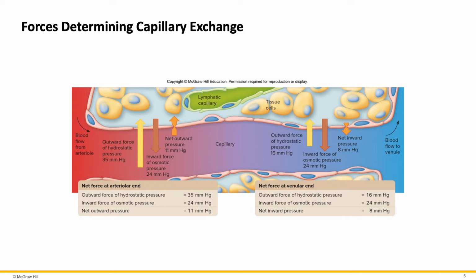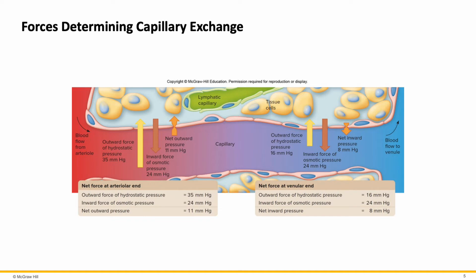Compared to the venous end of the capillary, where you have more absorption, and the reason for that is that there's relatively less blood pressure. However, there's another type of pressure as well, and that facilitates absorption, and that's called colloid osmotic pressure. The colloid osmotic pressure is generated by protein, especially albumin, and it attracts water.